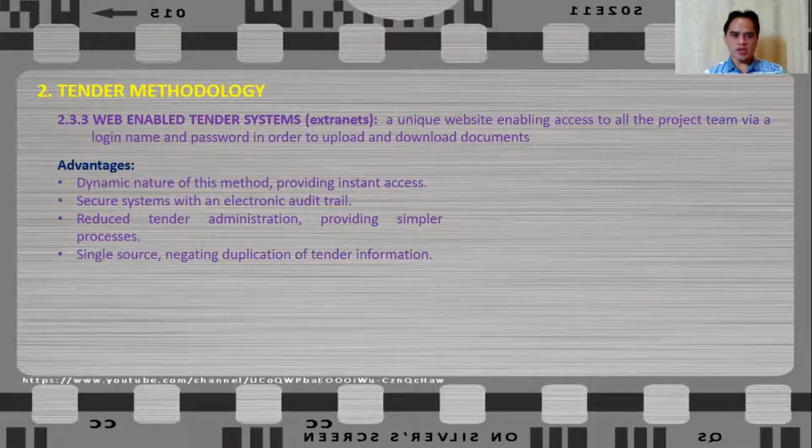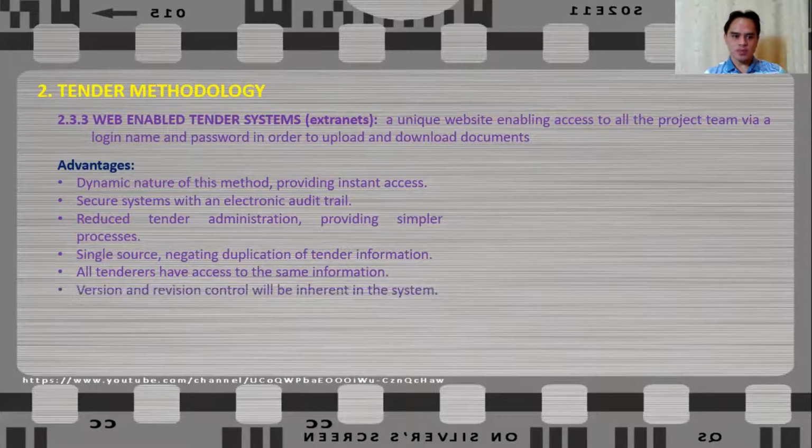It also has a single source, negating the duplication of tender information, and all tenderers have access to the same information. The version and revision control will be inherent in this system.